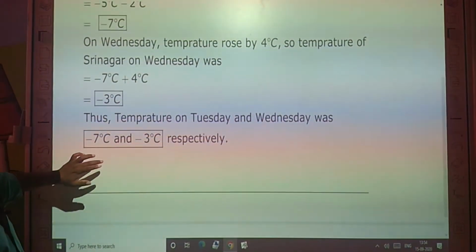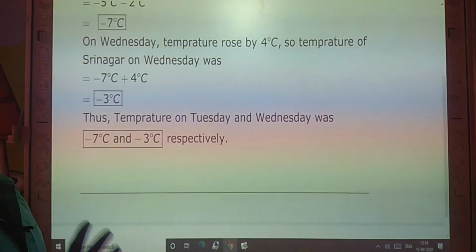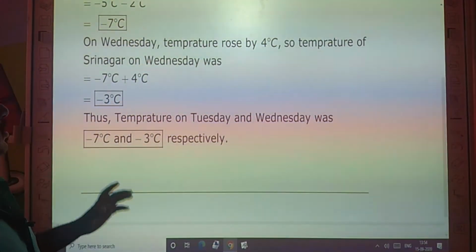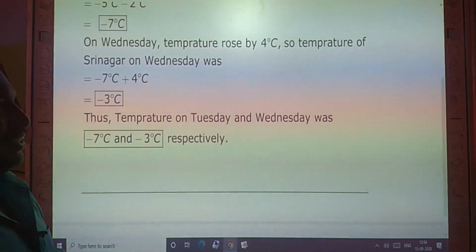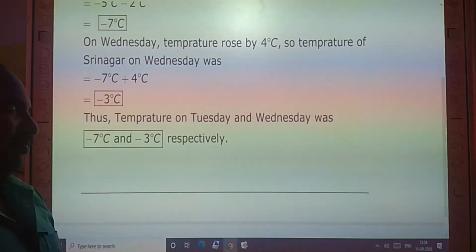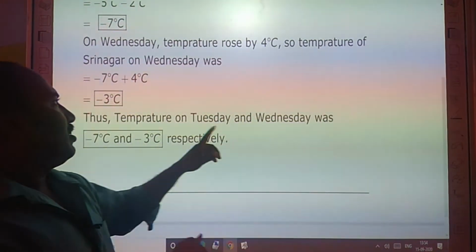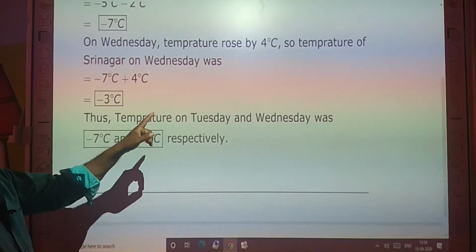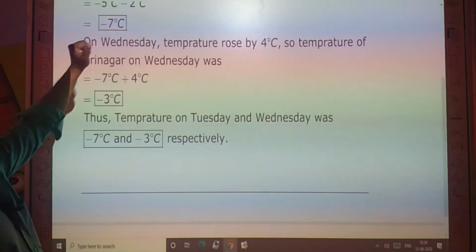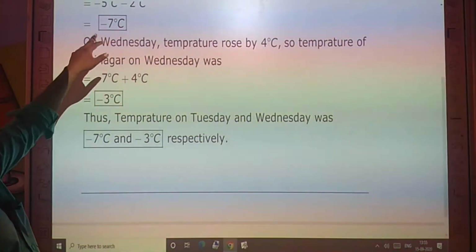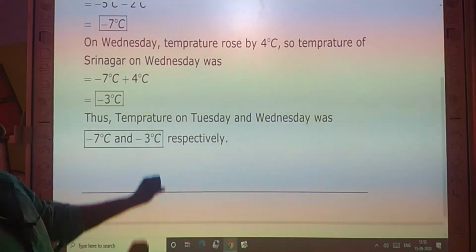On Wednesday, the temperature rose by 4 degrees Celsius. The next part: on Wednesday, the temperature rose by 4 degrees Celsius. That means the temperature increased. So the temperature of Srinagar on Wednesday was... Already, Tuesday's temperature is minus 7 degrees Celsius.